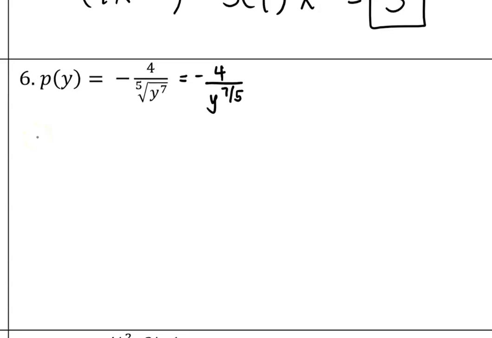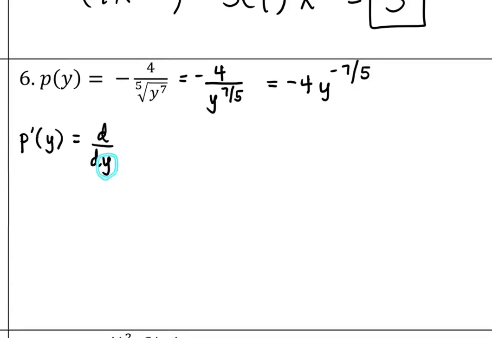Now I'm going to rewrite this expression. So instead of looking at a constant over this variable term, I'm going to bring that variable term up to the numerator and change the sign of the exponent so that we can more easily use the power rule. Now to take p prime of y, I'm going to come in and apply the derivative operator.